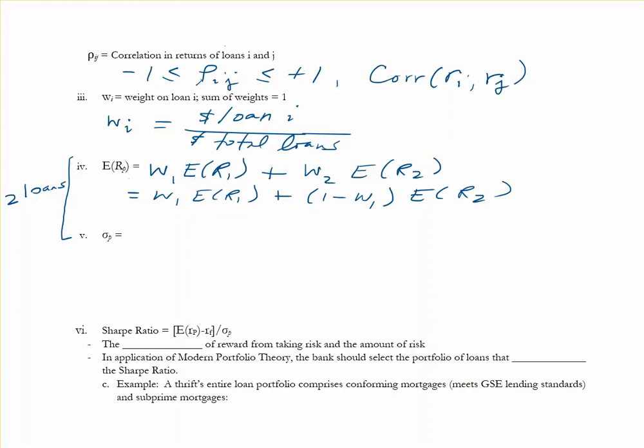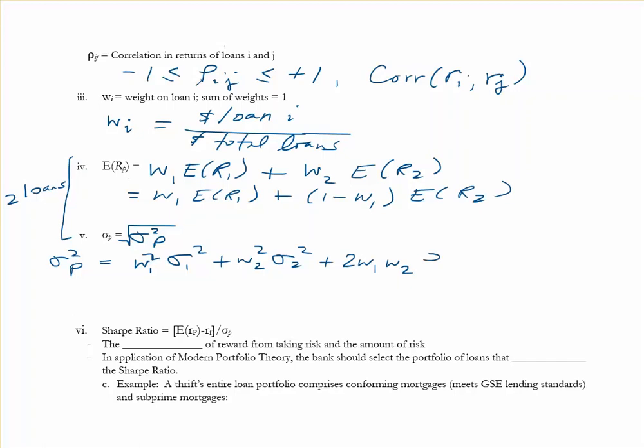Now, to get the standard deviation, it's easier to first find, or actually required that you find, the variance first. So the variance of a portfolio of two loans would be the square of the weight. This is a review of things that I know were discussed, at least in the introductory finance course.